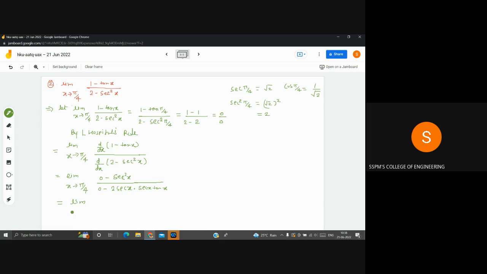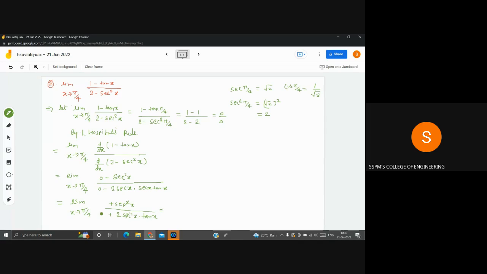So limit as x tends to pi by 4 to minus sec square x upon minus, and this minus gets cancelled, there remains plus. Okay, plus will be there. So minus minus plus is there. So 2 into sec, that is sec square x into tan x. तो यहाँ पे sec square x cancel होता है.